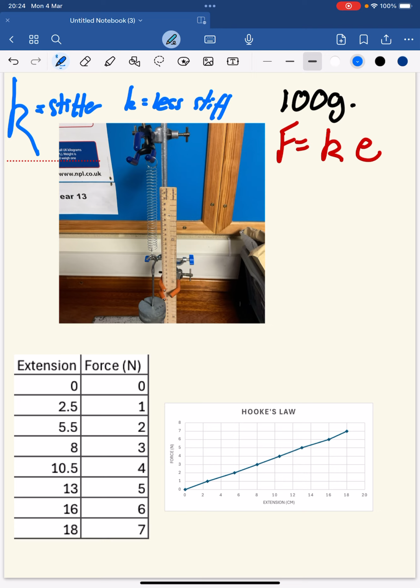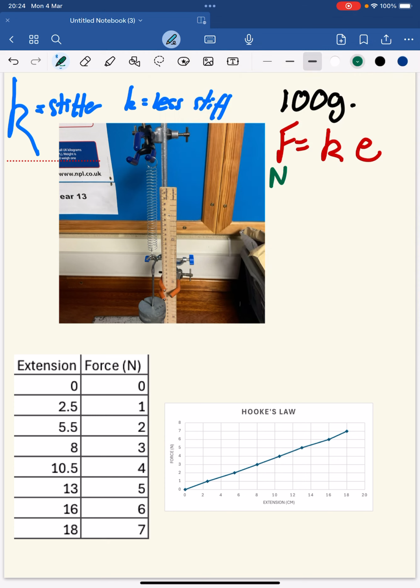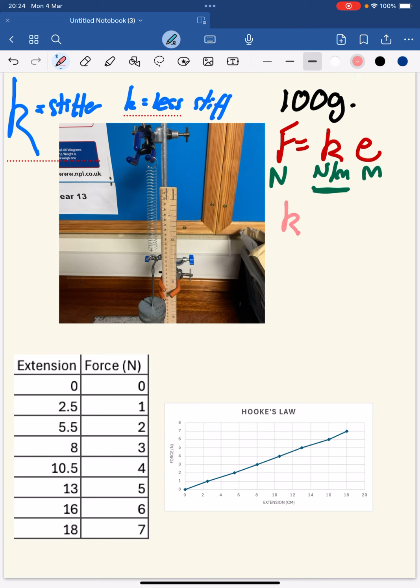So car extension springs will have a large K. Force, we measure in newtons, extension in meters, and spring constant in newtons per meter. Remember, this gives us a clue to how we can rearrange this practical equation. So if we want to work out the spring constant, have a look at the equation here. We've got force divided by extension. So it's force divided by extension. The units give you a clue.